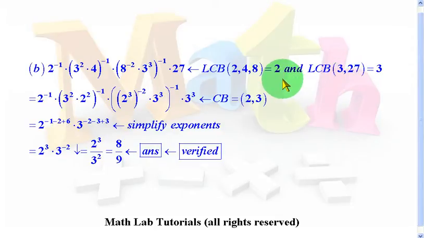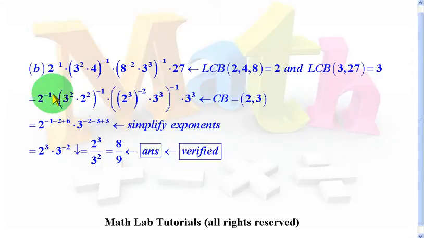So the key to solving a problem like this is to aim for the lowest common base, which is 2 in this case and 3 in this case. So we're going to proceed. 2 to the minus 1 is already in terms of base 2. 3 to the power 2 is ready to go. 4 can be rewritten as 2 to the power 2. The negative 1, you have to drop it down. 8 can be rewritten as 2 to the power 3. The negative 2, you drop it down. And 3 to the power 3 is good to go. And of course, the minus 1, you have to drop down. 27 can be rewritten as 3 to the power 3.